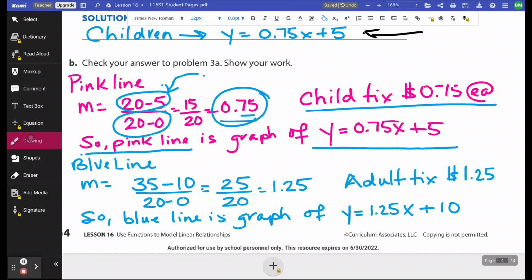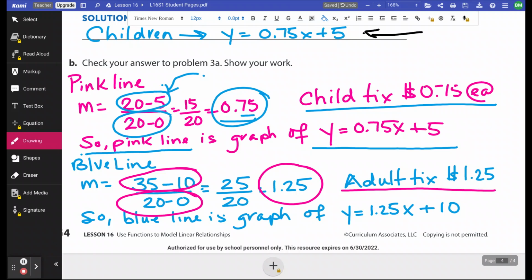And then for the blue line, we're looking at a rate of change. Again, we use the slope formula to find this. We subtracted the y values and divided by the difference of the x values, and we got 1.25. And we know that adult tickets are $1.25 each. So the blue line represents adults, and the blue graph is the line matching this equation, y = 1.25x + 10. And that's it. I hope you guys have a great distance learning day, and I will see you in class.